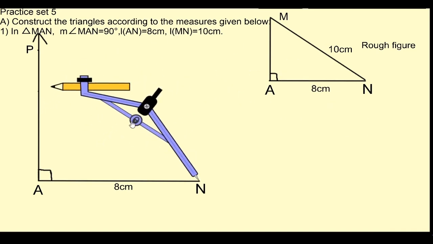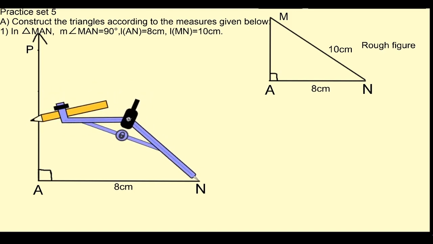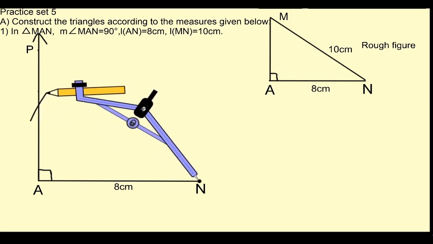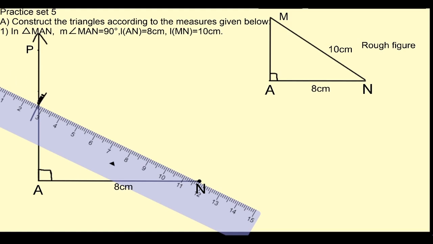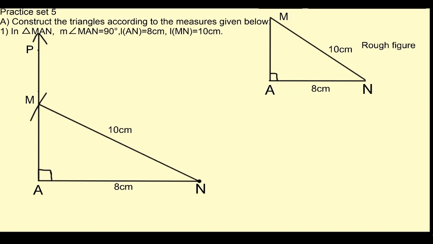Now measure 10 centimeter with compass on scale. Place the steel head of the compass on point N and draw an arc on ray PA. Draw a line to join point M and N. Name the point as M. Add the measurements of its size as per the rough figure.